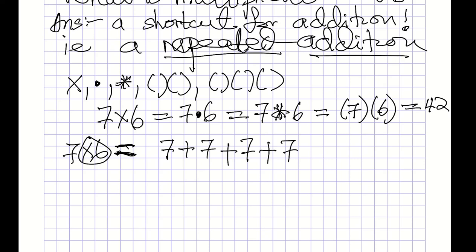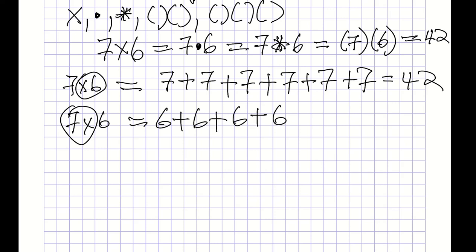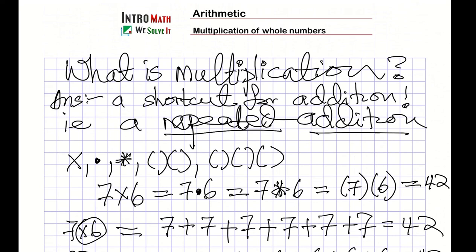If you do that, you get the same result. 7 added 6 times will give you 42. Or you can do it as 6 added 7 times, so you get the same result: 6 plus 6 plus 6 plus 6 plus 6 plus 6 plus 6, 7 times. You get the same result, 42. So that's what they mean, that multiplication is a repeated addition. It's a shortcut for addition.